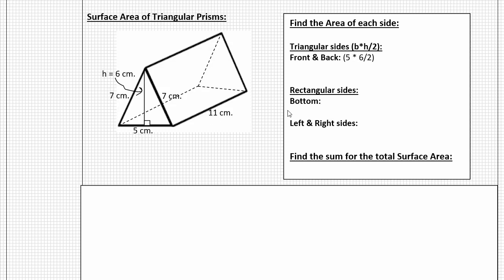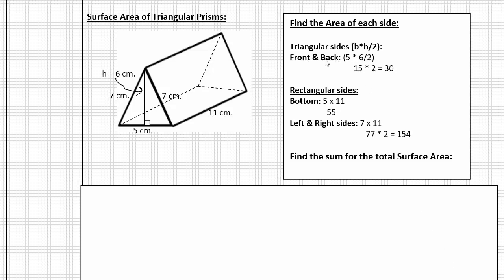I could then also start to list the dimensions of the bottom rectangular side. So I noticed that one is here, it's a 5 by 11. There's only one rectangle, which is a 5 by 11, so I've listed it by itself. But I noticed that this triangular face is an isosceles triangle because it has the two equal sides of 7 centimeters. So the left rectangle and the right rectangle are congruent sides, so I've listed them together as a pair. So let's fill in our dimensions and go ahead and do our calculations.